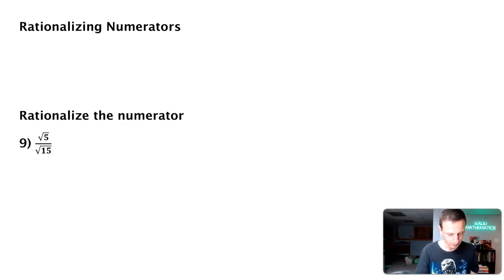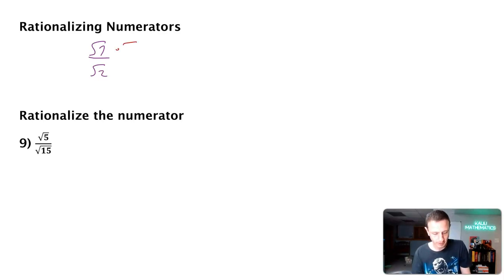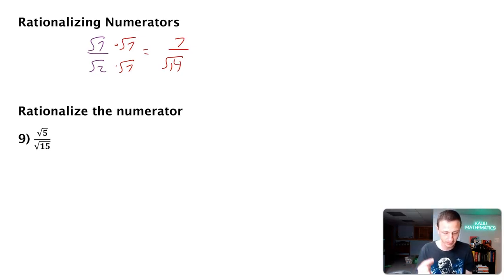All right, let's move on to rationalizing numerators. So rationalizing numerators, same exact thing. If I have the square root of 7 over the square root of 2, same concept, just with the numerator. So I have to multiply by the square root of 7 on top and bottom. So that's going to become 7 over square root of 14. It's the same exact thought process, just rationalizing the numerator now.